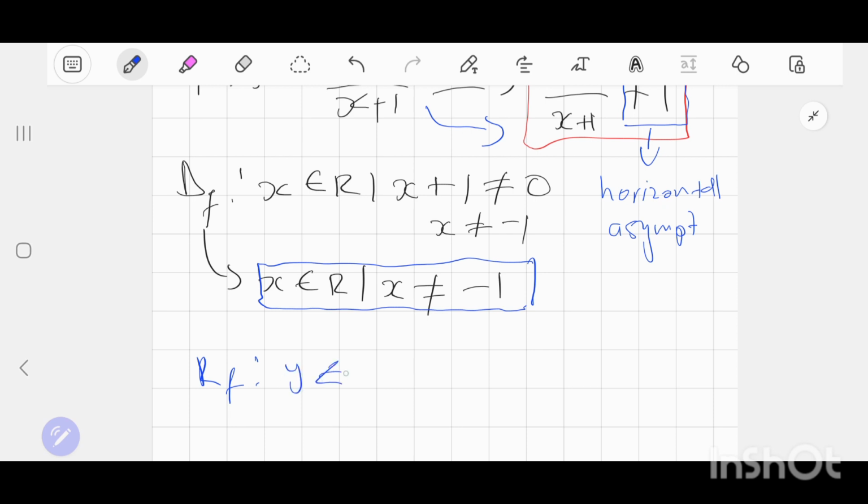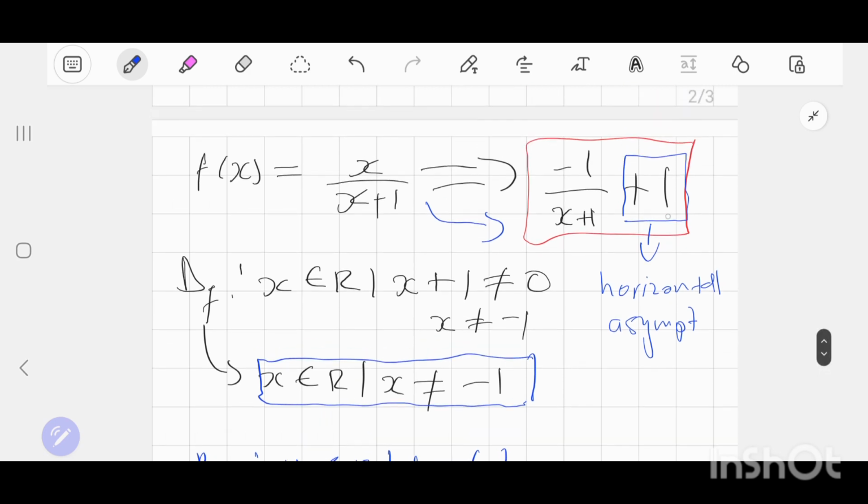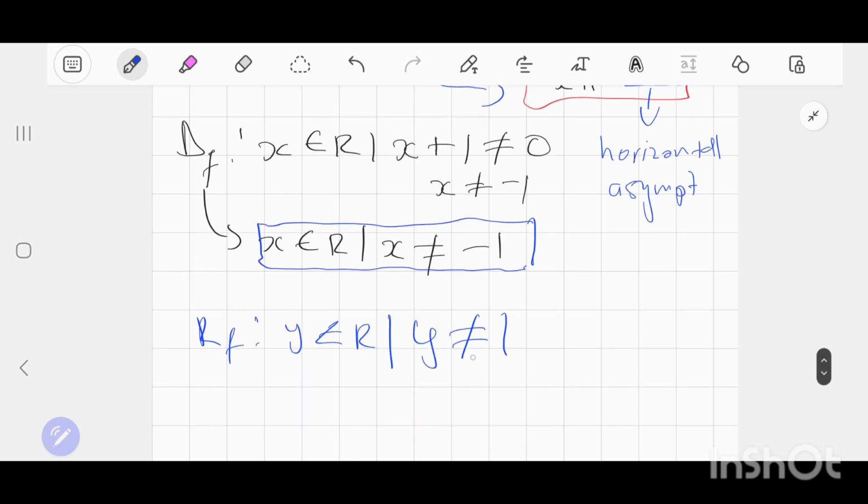Y is an element of real numbers, but y must never be equal to 1, because at this point, if you make the y equal to 1, you can't solve that equation. It'll be undefined, and it won't make any mathematical sense. So that's why I'm saying that y can be anything, but y must not be equal to 1. So this now represents your range. Let's move on now to drawing our function.